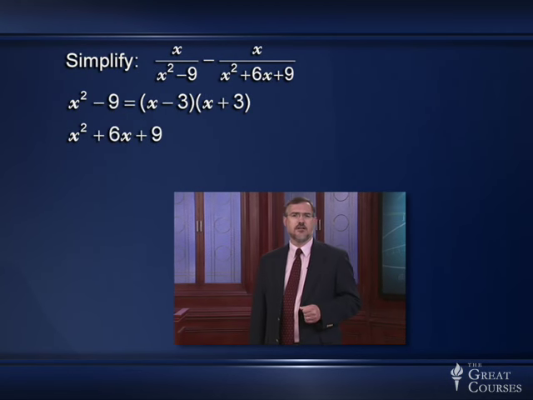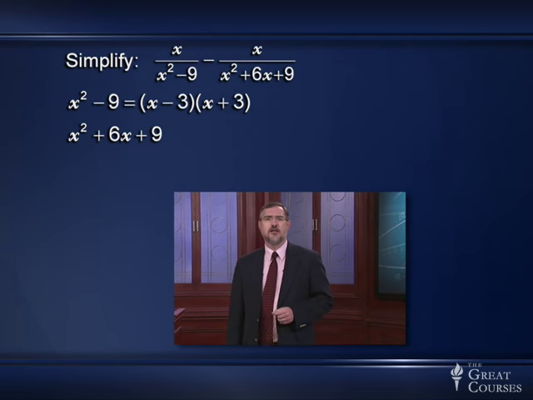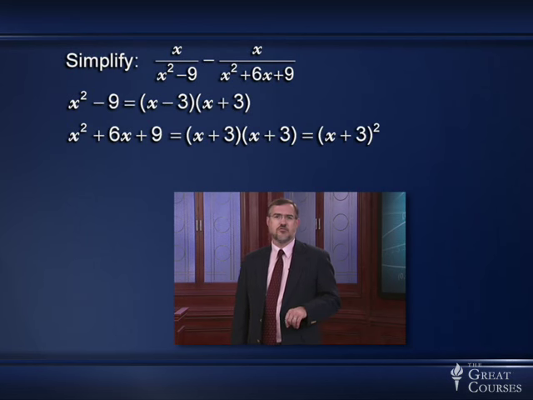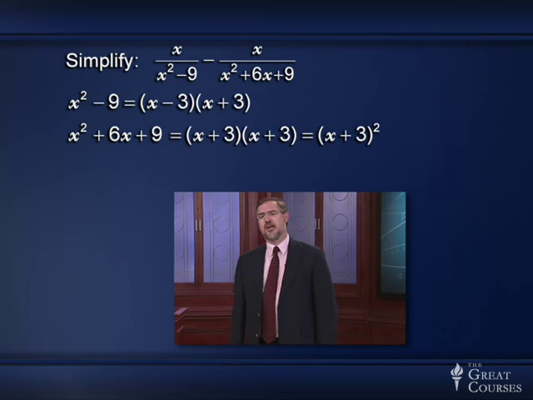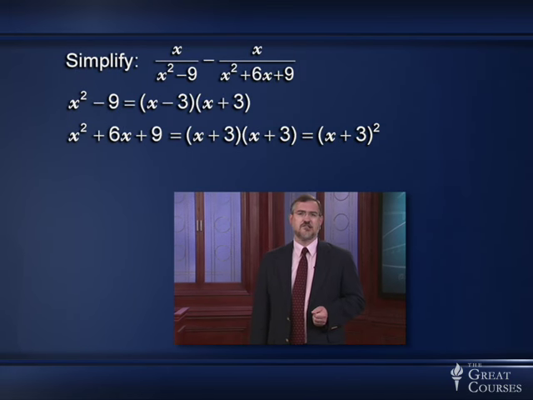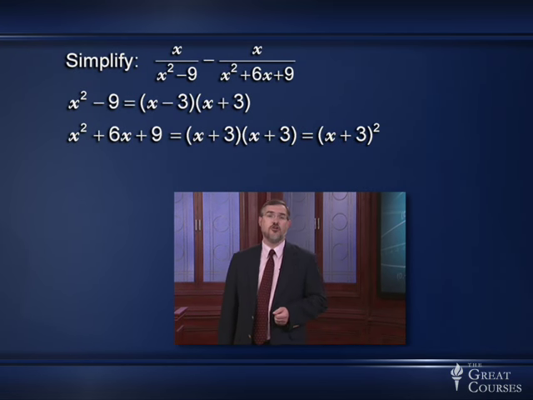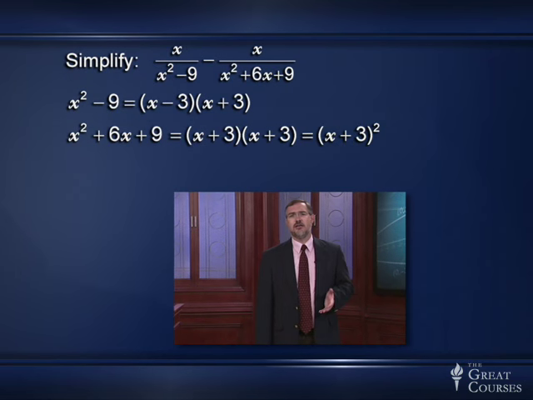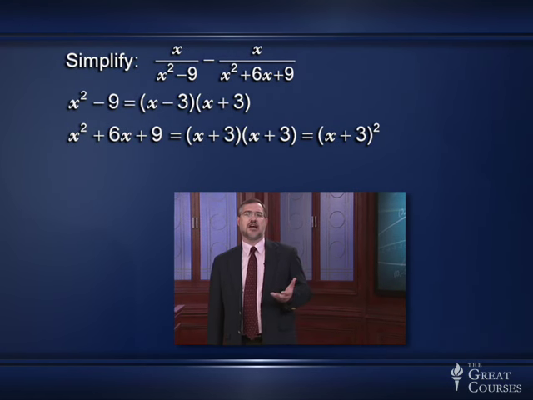And the second denominator, x squared plus 6x plus 9, factors as x plus 3 times x plus 3. In other words, it's x plus 3 squared. We called it in a previous lesson something like a perfect square trinomial. Now, what does that mean we need for the least common denominator?